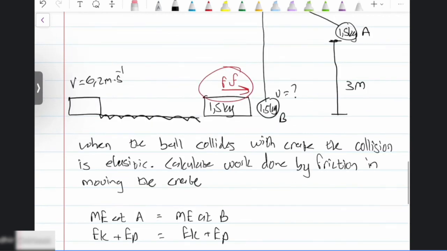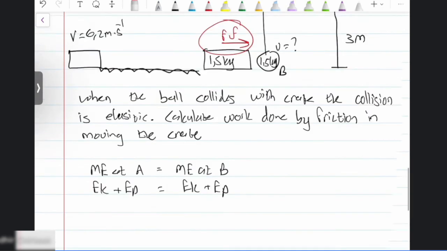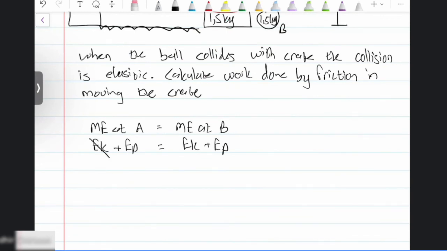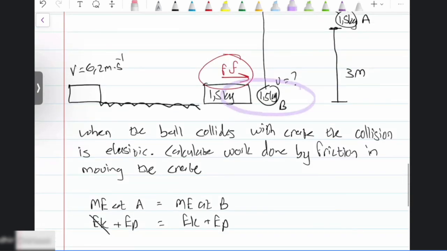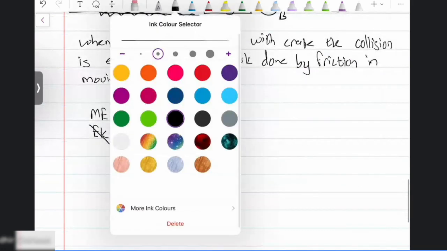So at A, we only have potential energy. So that means here, there's no kinetic. At B, we only have kinetic energy. We don't have potential energy. So potential energy goes there.